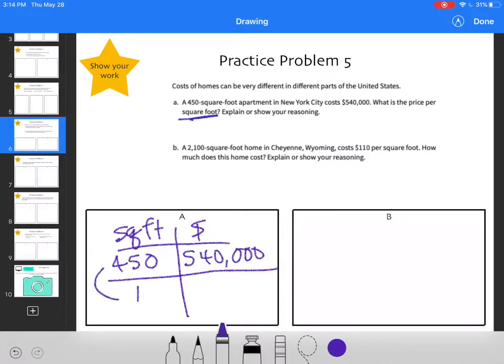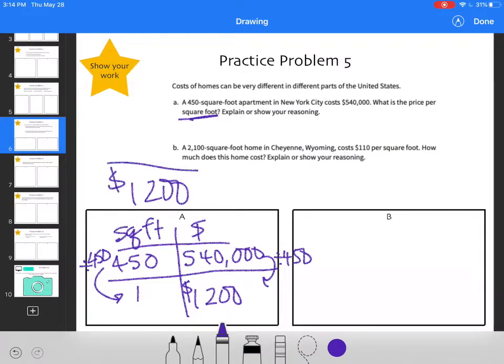So I'm going to put a 1 there. So I'm dividing by 450. Divide by 450. So I'm using my calculator again. 540,000 divided by 450. So that's $1,200. So $1,200 per square foot.